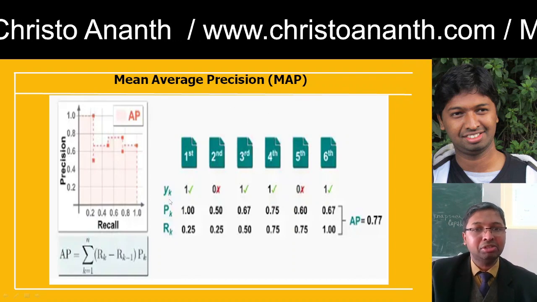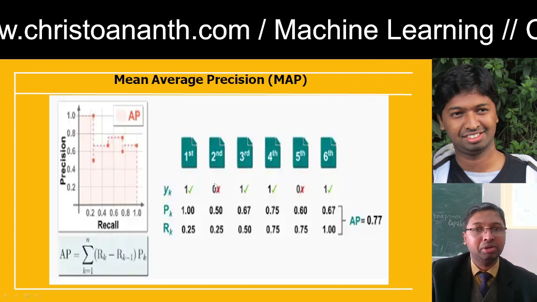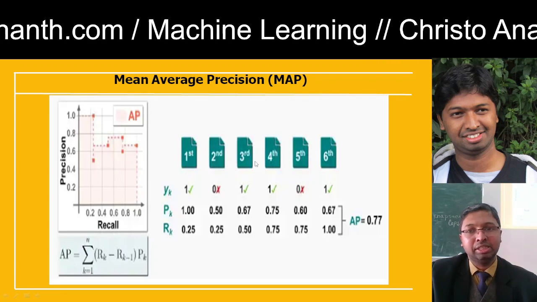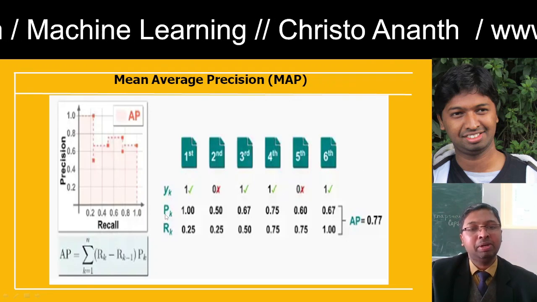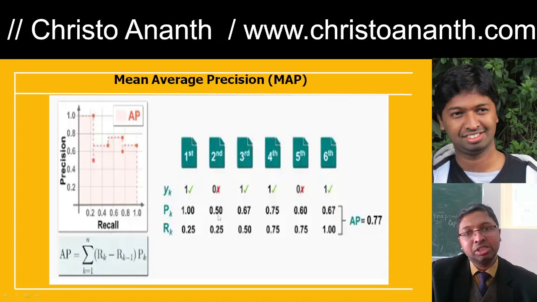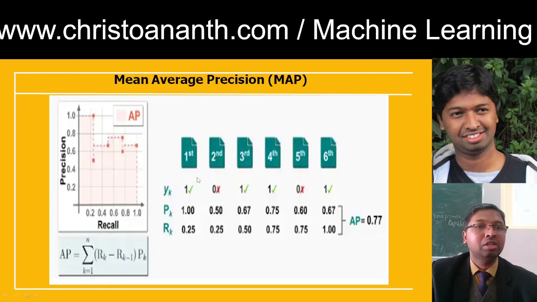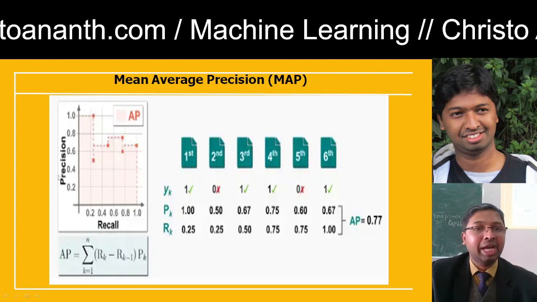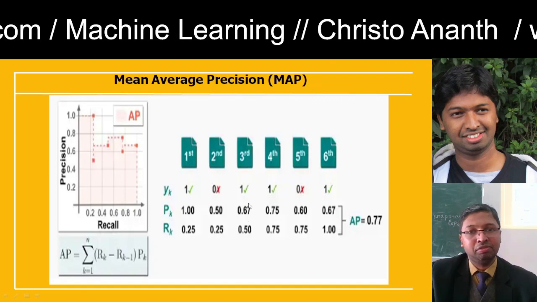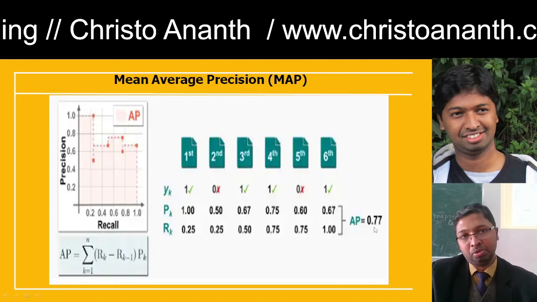According to the yk value, 1 0 1 1 0 1, like first, second, third, fourth, fifth and sixth, we will be calculating the precision and the rank. So this is 1, 0, 0.5, 0, 0.67, 0, 0.75. From this you will be calculating the average precision. So the average precision from these precisions and the ranking, you will be calculating it as 0.77.